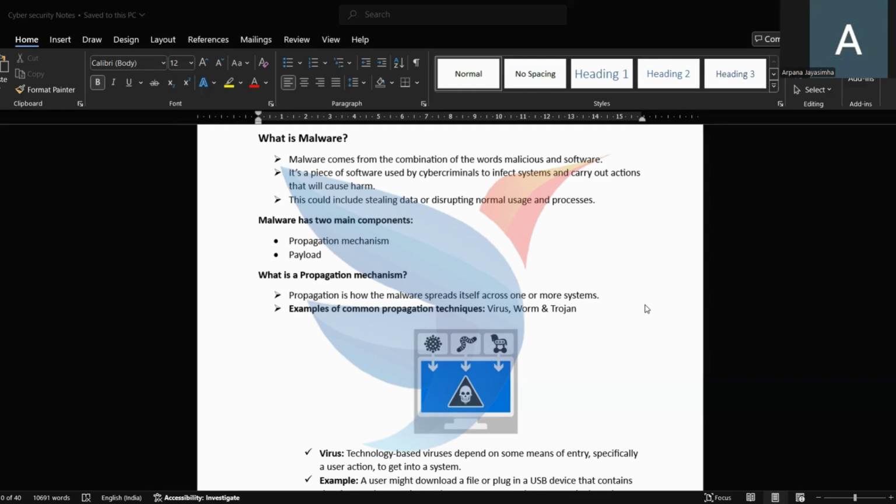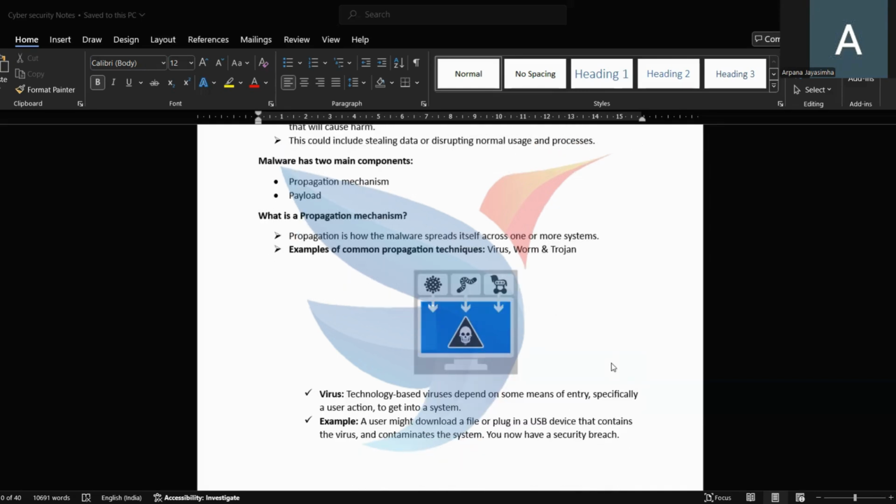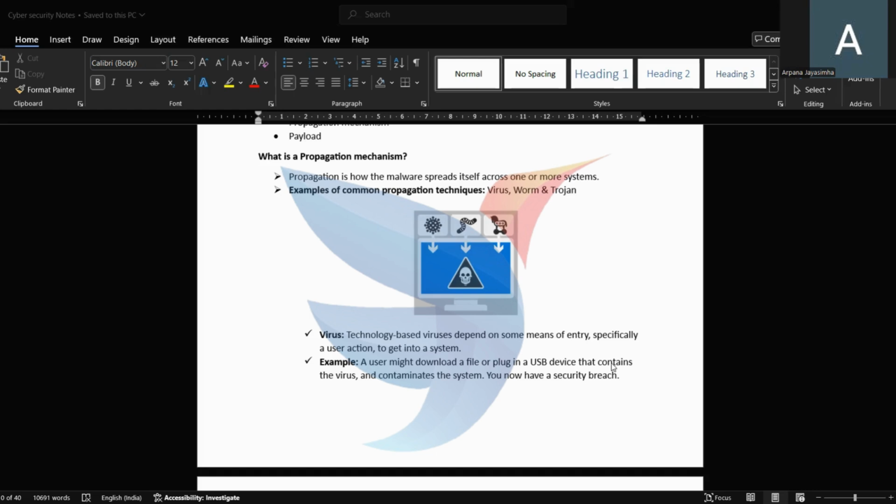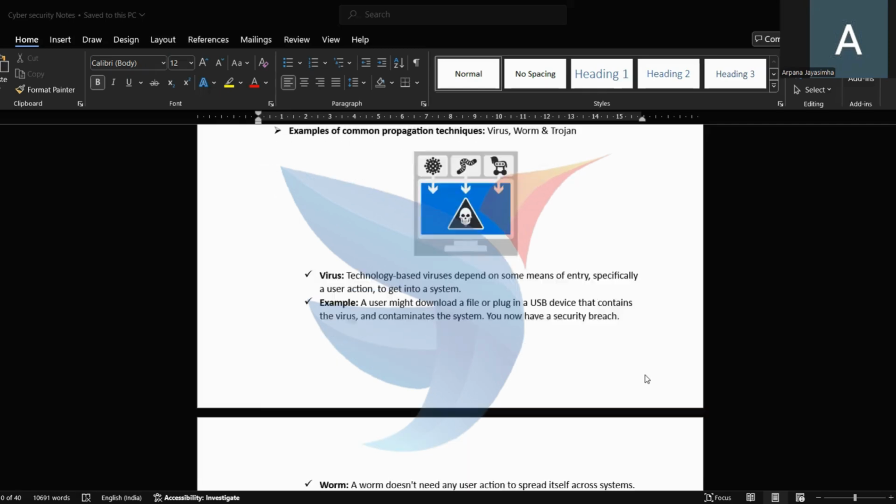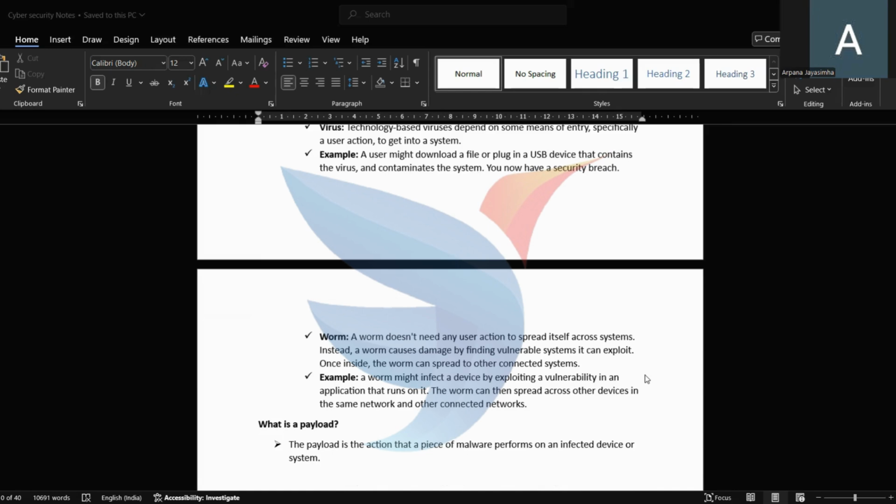So what is a virus? A virus depends on some means of entry, specifically a user action, to get into a system. For example, a user might download a file or plug in a USB device that contains the virus and contaminates the system. Next, let's see what is a worm.